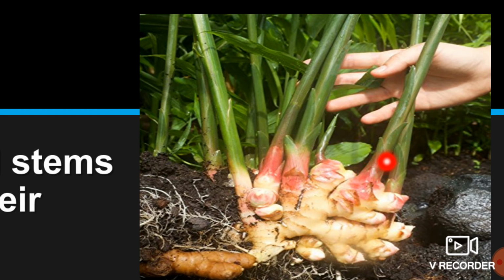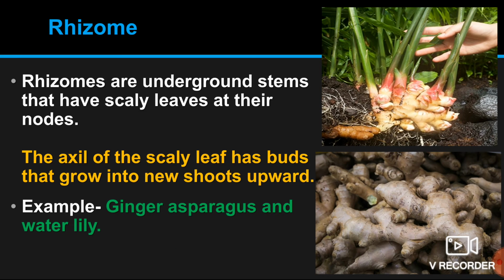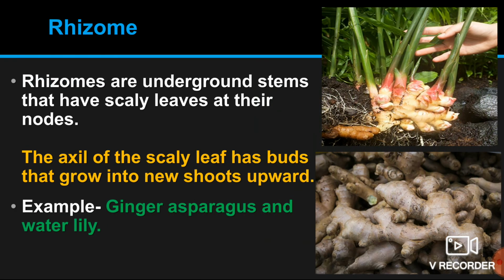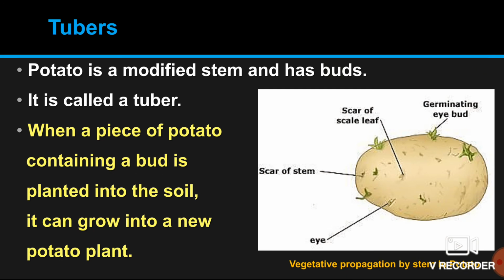Scaly leaves means the leaves are very much attached to the stem portion and after that it comes upward, like here it comes out, okay. So in this way this is another example of underground stem. So the first example was bulb, the second was rhizome, okay. The third one is tuber.